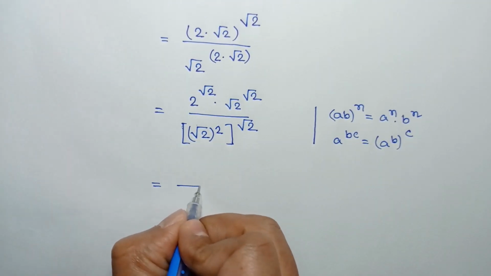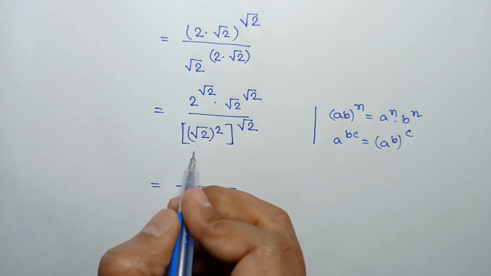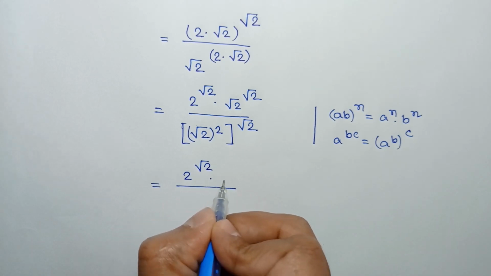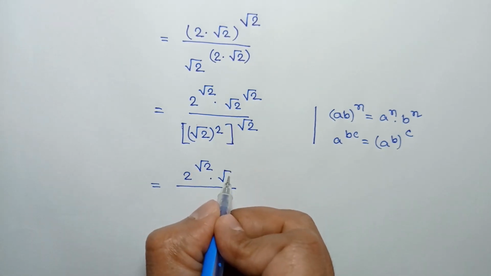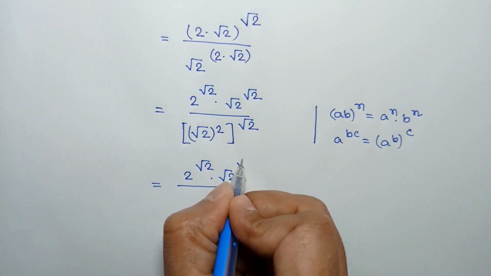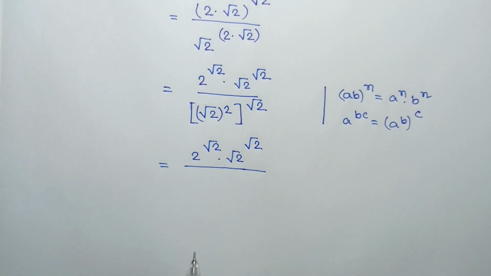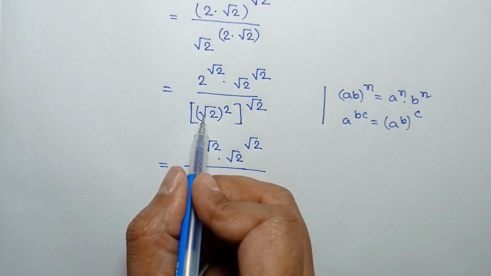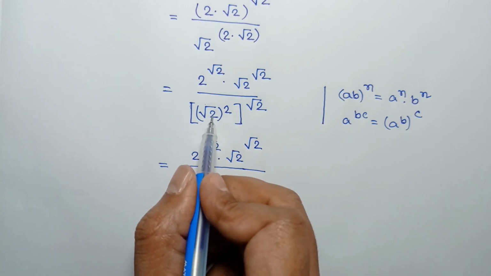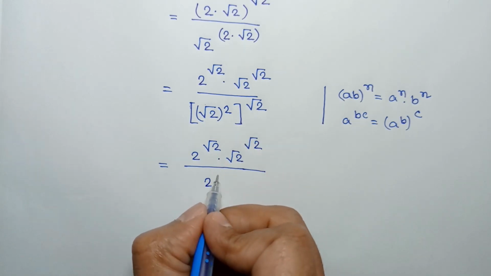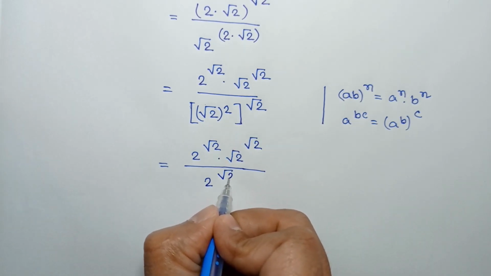This is equal to 2^√2 times √2^√2. This square root and square will cancel out, so it will remain 2 to the power this √2.